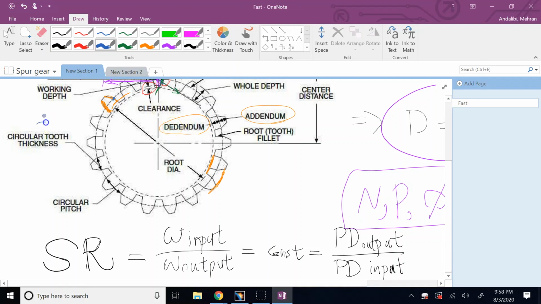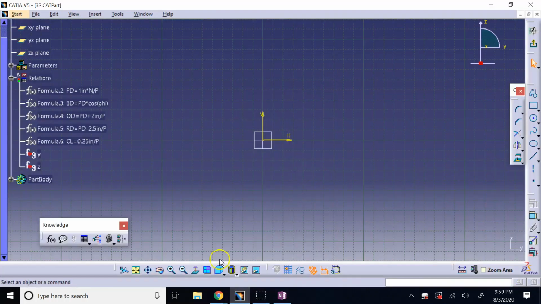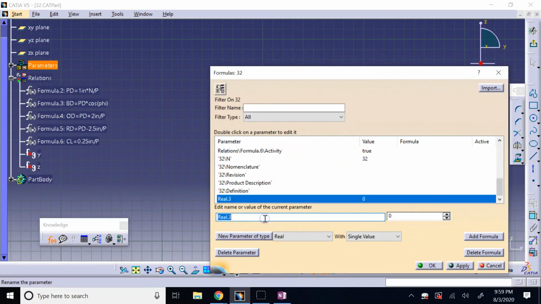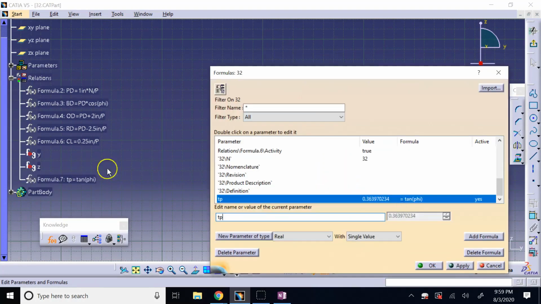This is where t is equal to tangent of phi, and if I remember correctly, when we started down here, that is where t is equal to 0. Okay, so we need that, and we call it tp. So we define a new parameter, tp, which is just tangent of the pressure angle, and it is gonna be of basically type real, because it's tangent of an angle. So I go here, I create a parameter of type real, I call it TP, and the formula for it is going to be tangent of phi.